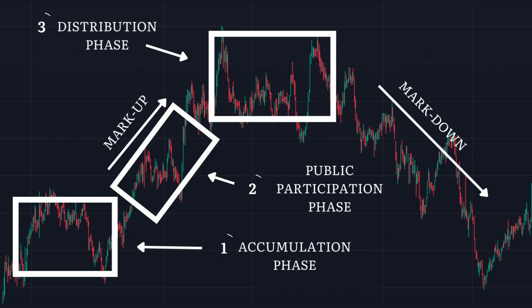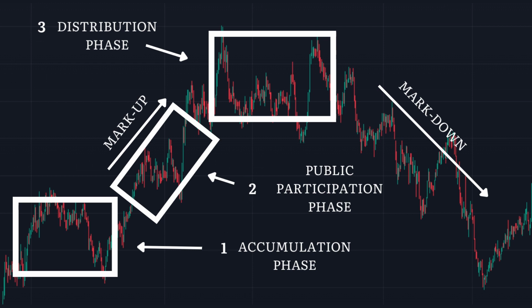Just after this, the second phase, the public participation phase, starts, where most of the trend followers or traders who buy on breakouts start participating in the market. Due to this, the prices start to advance rapidly and business news improves.